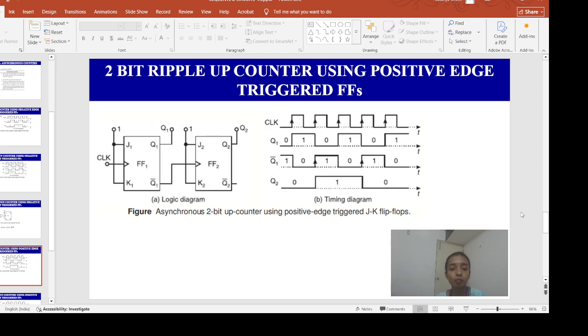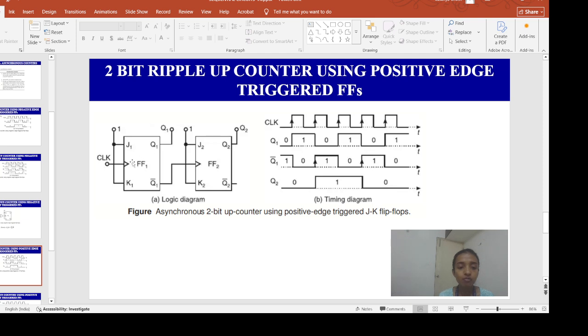So far we have seen the up down counter utilizing negative edge triggered flip-flops. What if we now use positive edge triggered flip-flops? Here you are observing a 2-bit triple up counter using the positive edge trigger. No bubble is there, so it is a positive edge triggered flip-flop, and this is the timing diagram. The Q1 bar output of the first flip-flop is connected to the clock of the second flip-flop, and the external clock signal is applied to the first flip-flop.